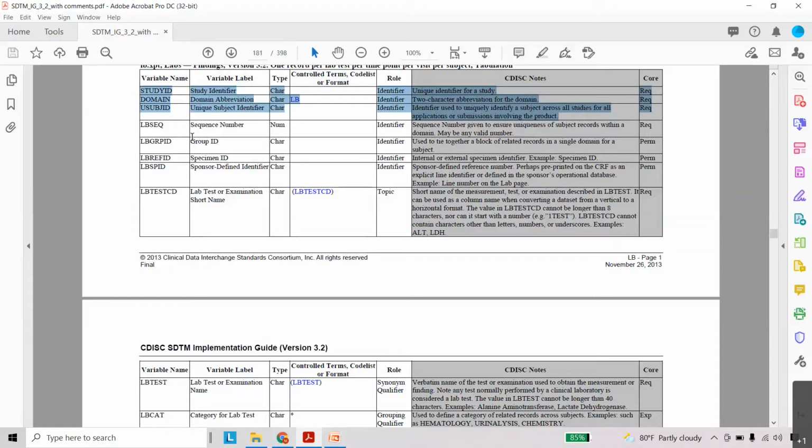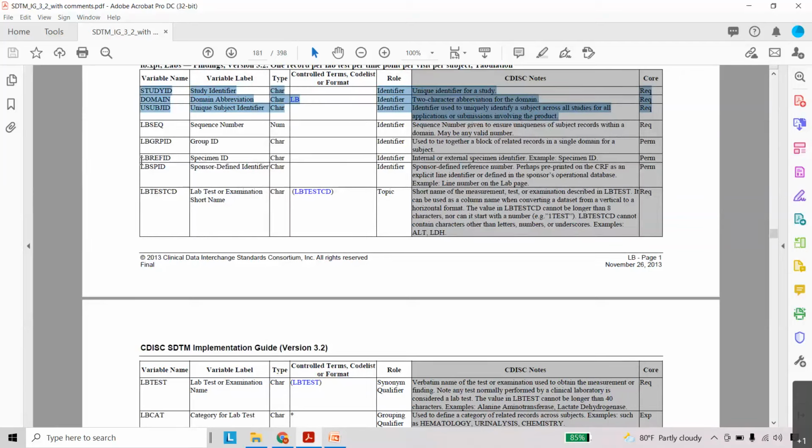Coming to the group ID, LB group ID. To identify a few combined or related records, we use LB group ID. If you see values like 1, 2, 3 on multiple records, there might be some relation between these records.